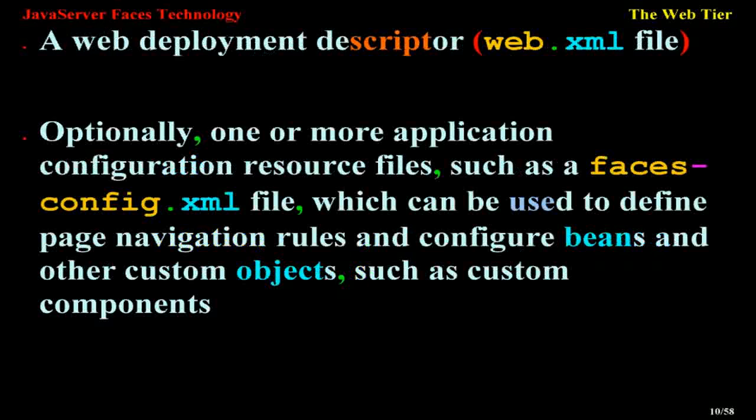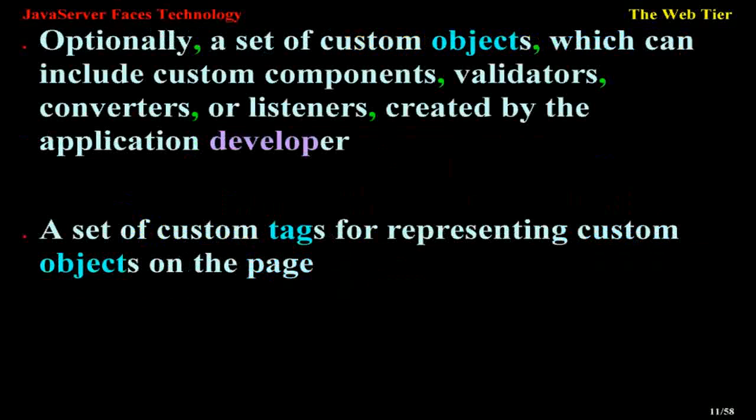Optionally, one or more application configuration resource files, such as a faces-config.xml file, which can be used to define page navigation rules and configure beans and other custom objects, such as custom components. Optionally, a set of custom objects, which can include custom components, validators, converters, or listeners, created by the application developer. A set of custom tags for representing custom objects on the page.